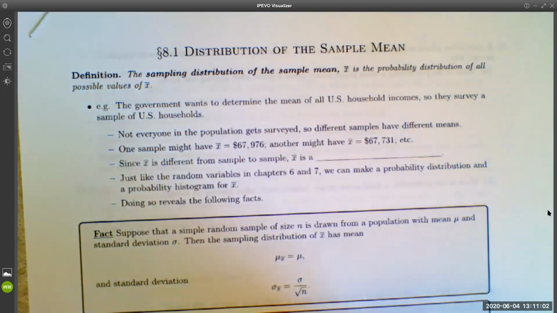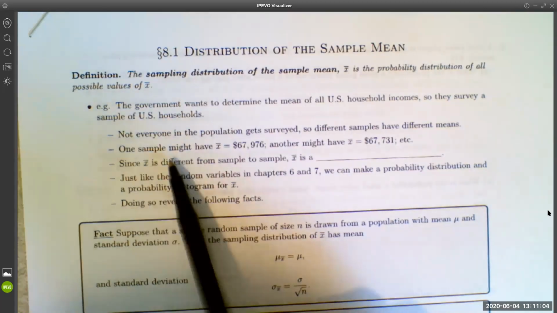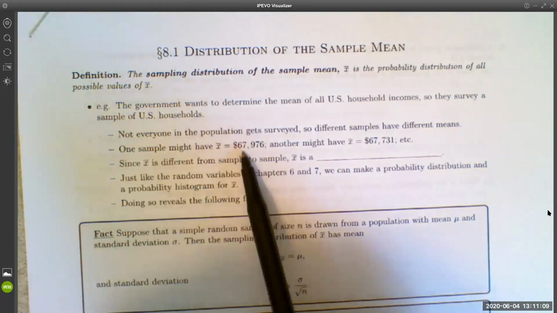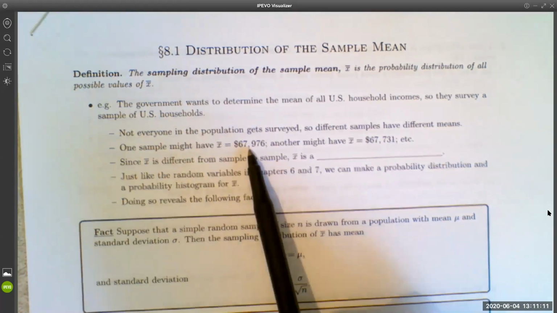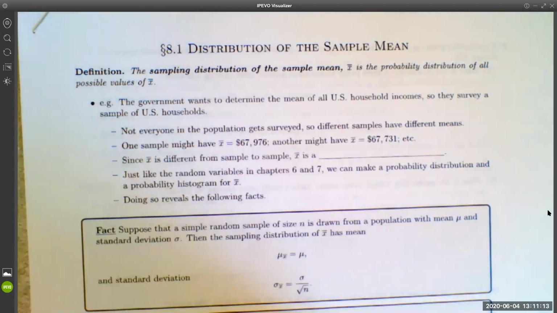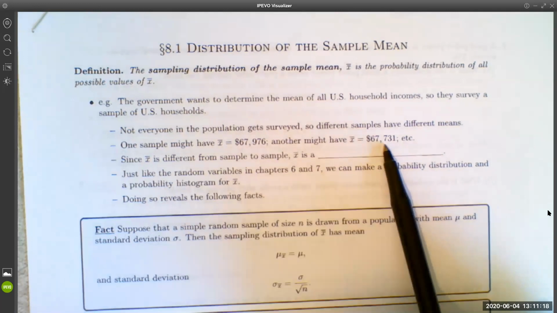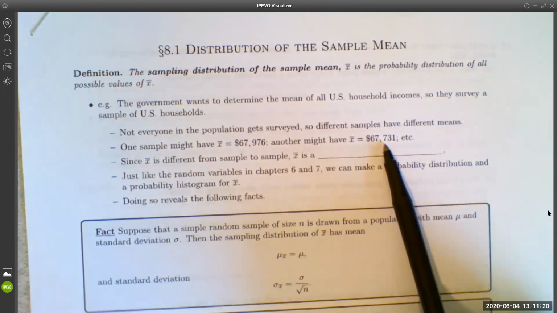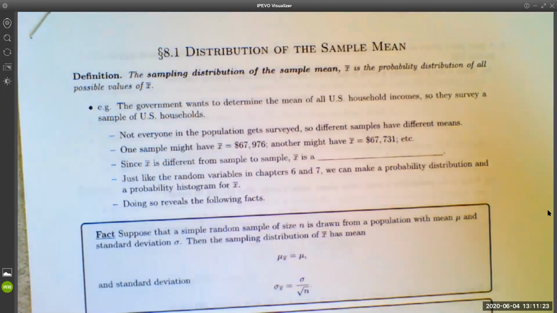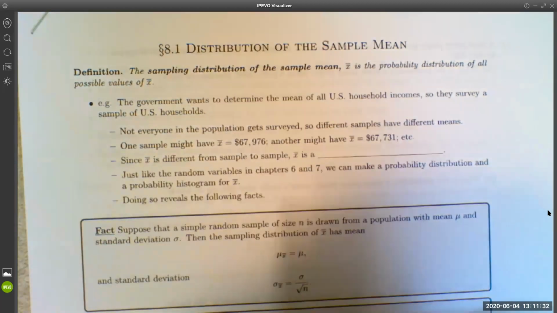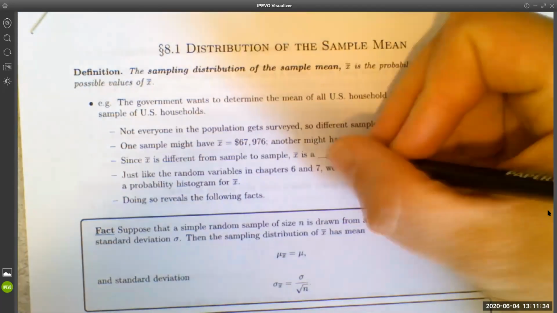Like if they went out and they collected one sample of, I don't know, 100,000 individuals, they might find that sample has a sample mean of $67,976. But if they went out and collected a different sample of 100,000 people, then they might find that sample mean is $67,731, and so forth. Every different sample that they collect is likely to have a different sample mean. And since the sample mean is different from one sample to the next, we can think of the sample mean as a random variable.